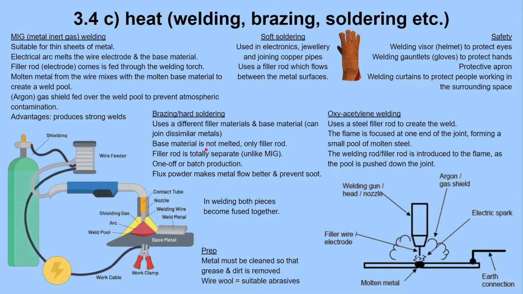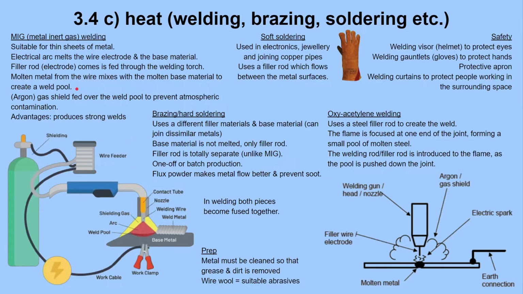Okay, now to talk about welding and the four heat processes. So MIG welding, which is metal inert gas welding, is suitable for thin sheets of metal. This is the diagram here. The electrical arc melts the wire electrode and the base material. So it joins two same base materials, and the filler rod as well is the same as the material. So it basically all has only one material. The filler rod, which is the electrode, is fed through the welding torch.